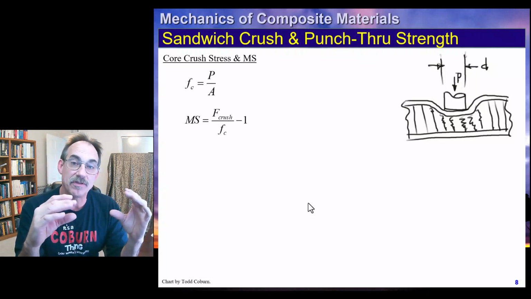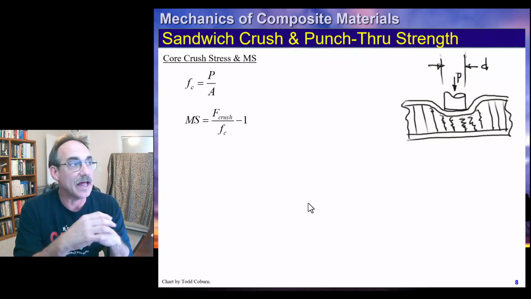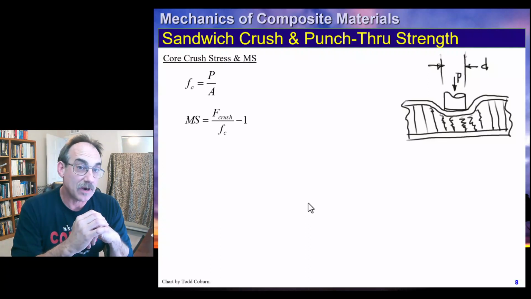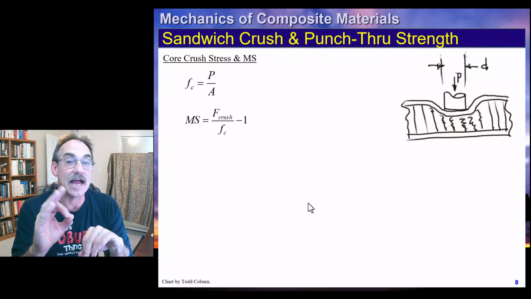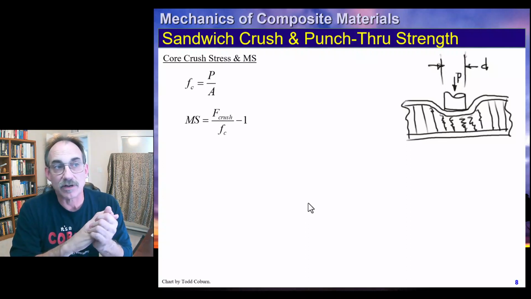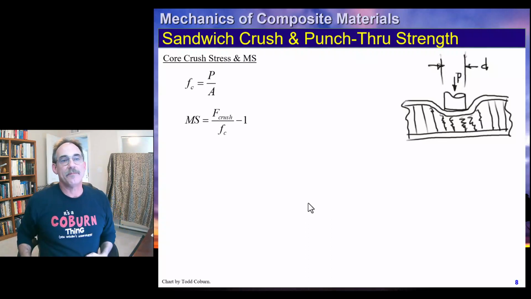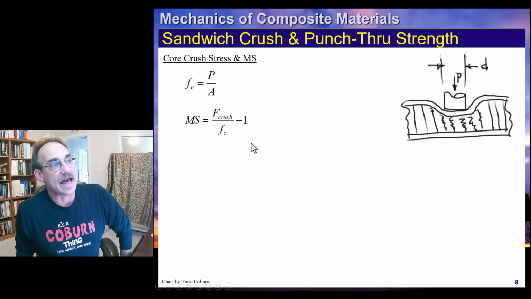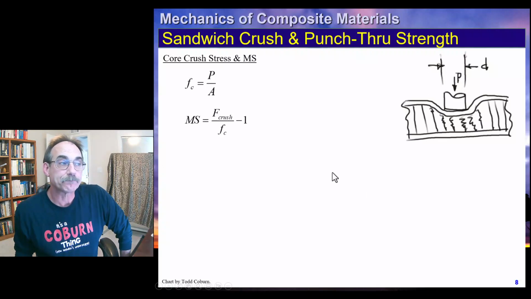If your face sheets are thick, it may fan out a lot. If the face sheets are thin, it may fan out less. But it's straightforward and conservative and valid to just use that area of contact. P over A is that crush stress. Ignore the face sheets because they're likely not to fail, and check the core, which is generally the low stiffness, low strength member. So you take whatever the crush allowable is of the core, divided by that compressive stress.